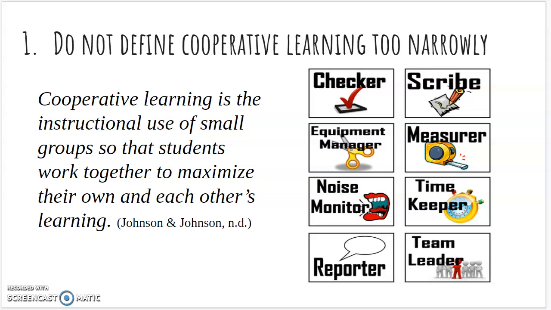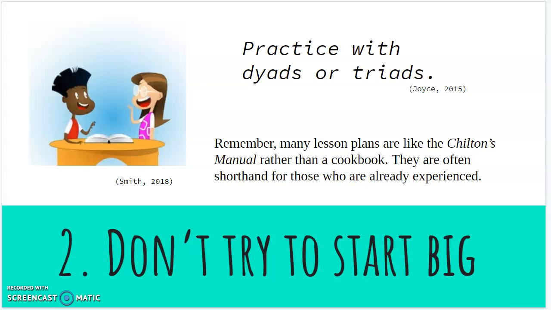So first big mistake to not make: do not define it too narrowly. Realize you can start with groups of 2. So, number 2, don't try to start big. Because I tried to implement that lesson plan with all of those division of labor cards. I took that worksheet home. I memorized that lesson plan. I did it down to the T, and it fell on its face.